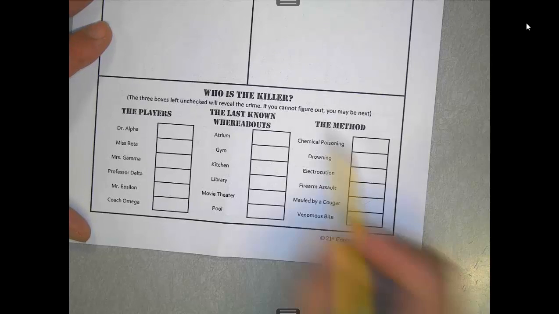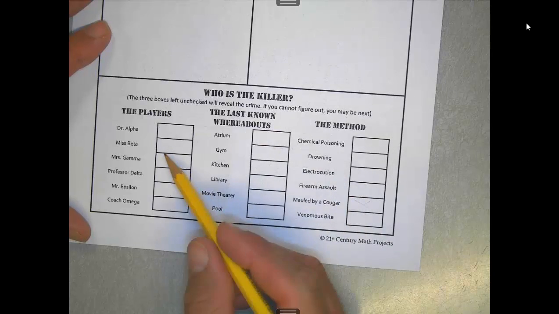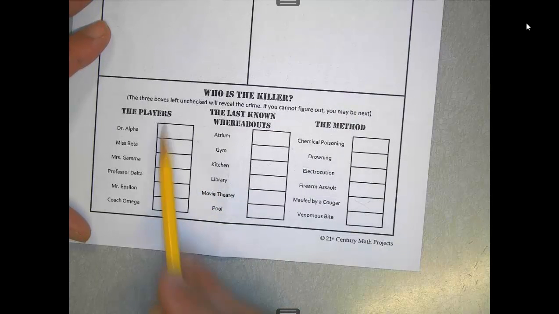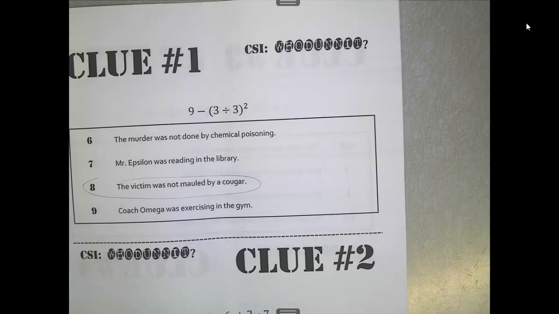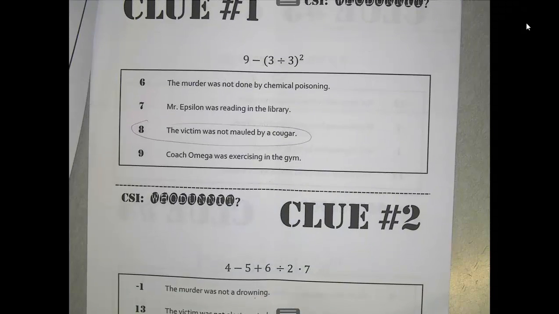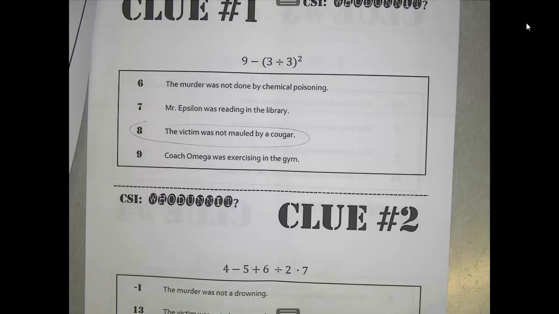So fill this out and basically use the clues that you solve throughout these problems to figure out the players, their known whereabouts, and the method of the killer. This is supposed to be a fun algebra worksheet, hopefully, to get you somewhat interested in some of this maybe more boring math, but the skills you need in order to move forward with math. All right, so we'll try another one here.